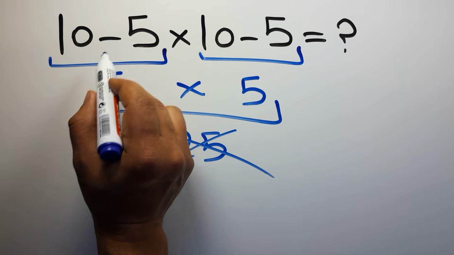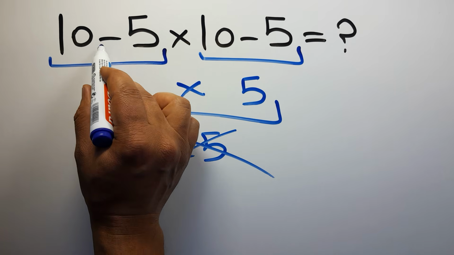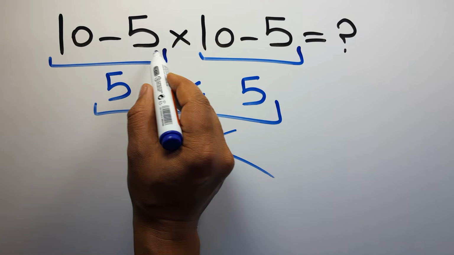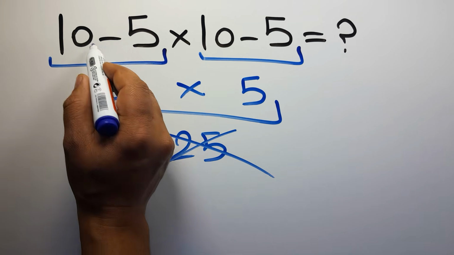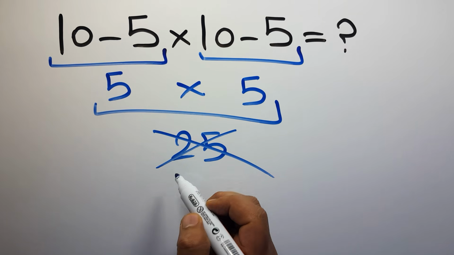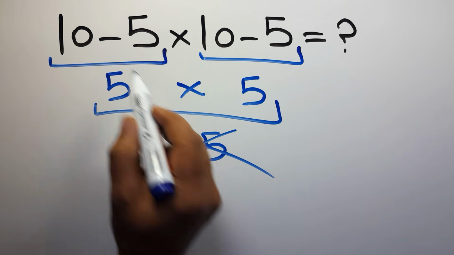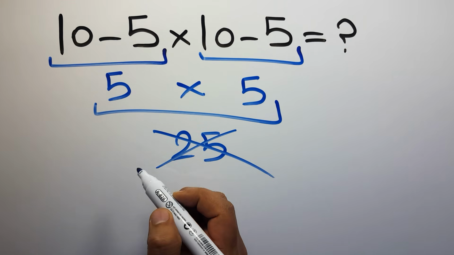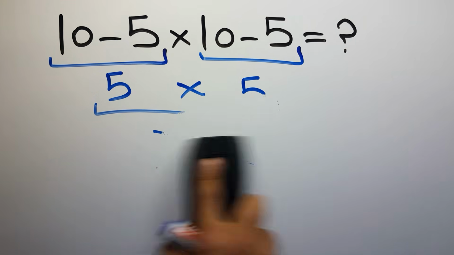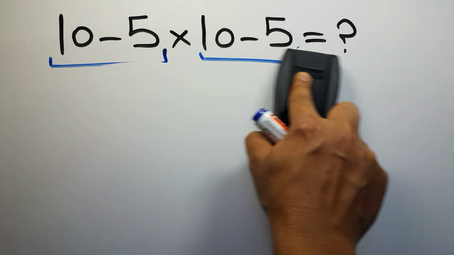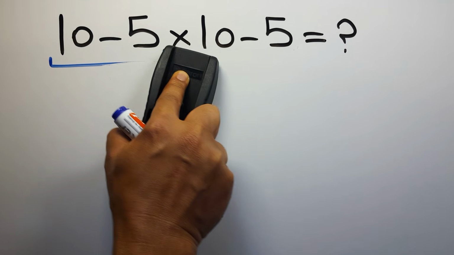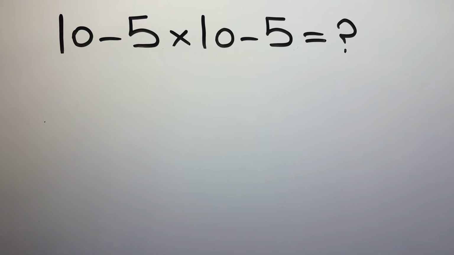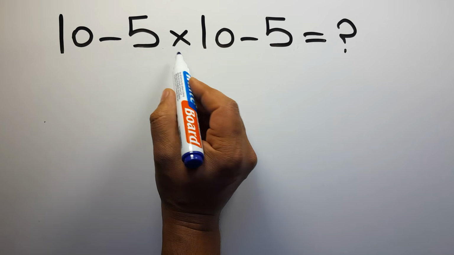And when we have more than one subtraction in an expression, we have to go from left to right. So therefore, first we have to do this multiplication, then this subtraction, and finally this subtraction. So if we do this subtraction or this subtraction before this multiplication, it is wrong. So first we have to do this multiplication.